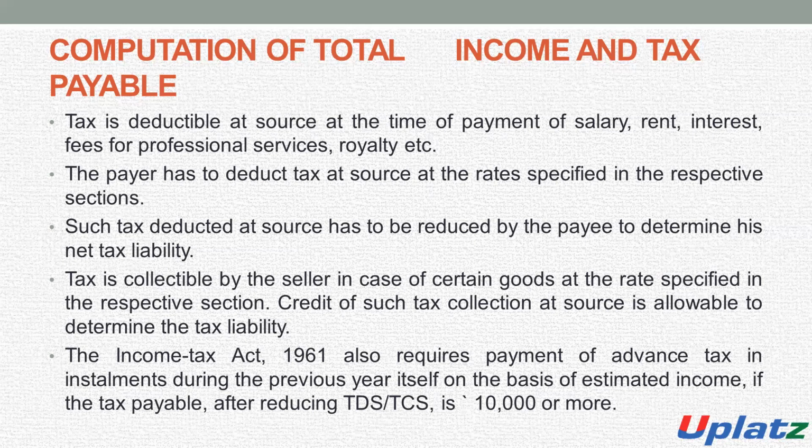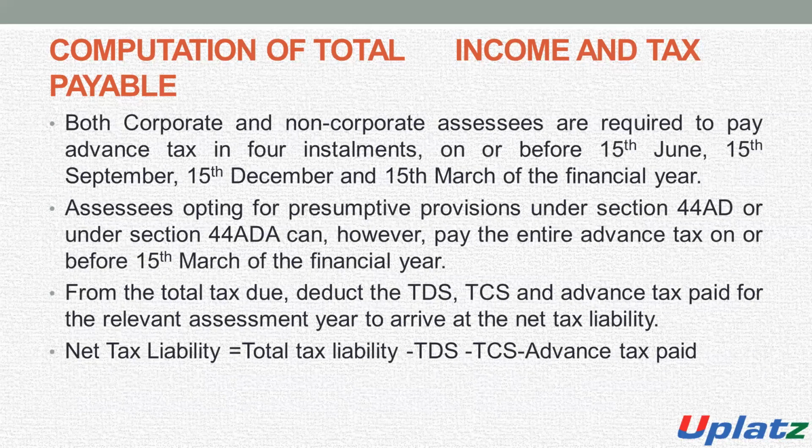So both corporate and non-corporate assessees are required to make the payment of tax in 4 installments, and they will be required to make the payment of tax on or before 15th June, 15th September, 15th December, and 15th March of the financial year.